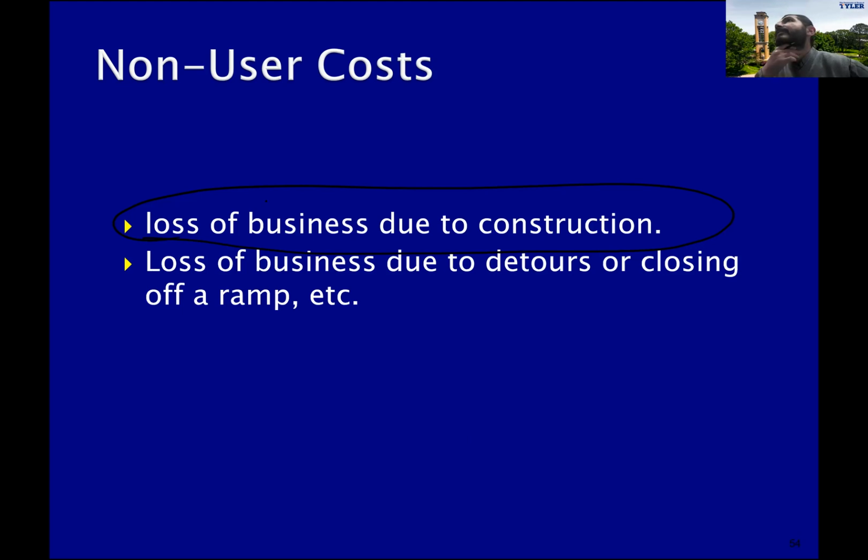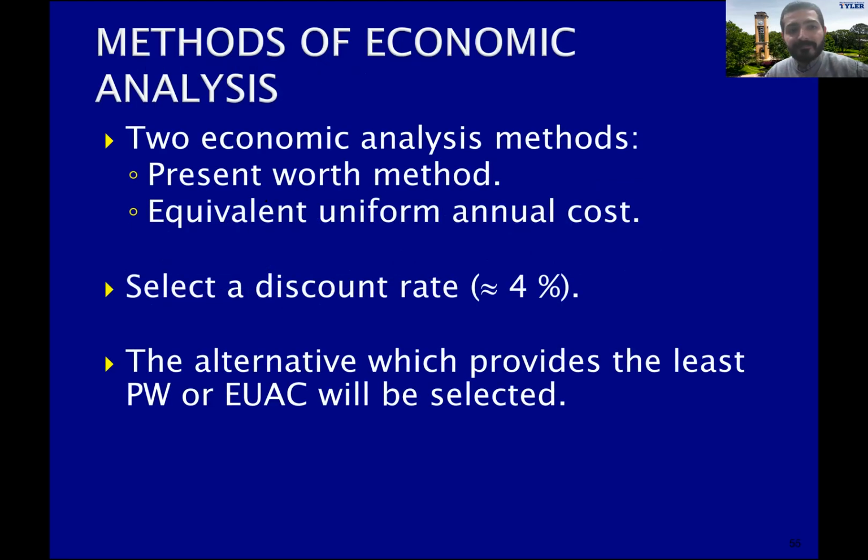But sometimes they have to close the whole road, and people will start to take other alternative roadways. All of a sudden there is not much demand at this location, and therefore all the businesses on that street are going to be affected. So we're going to end up losing lots of businesses due to detours or closing a simple off ramp. So again, in a nutshell, those are the user costs as well as the non-user costs.